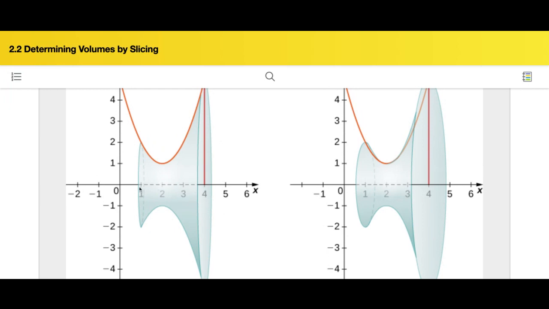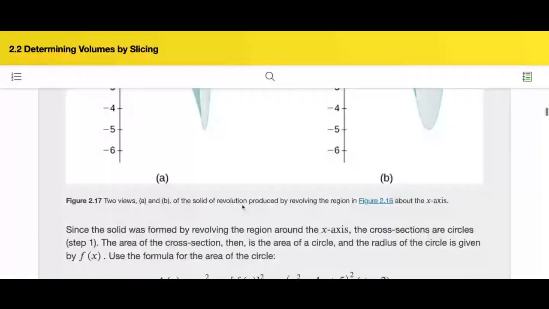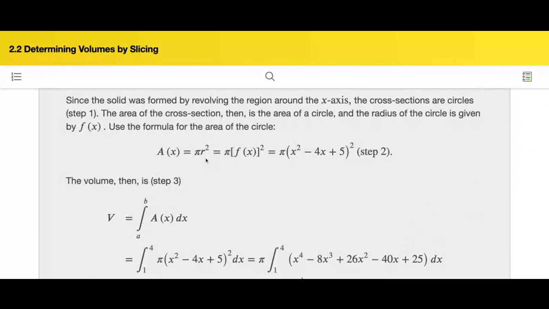So we're cutting from 1 to 4 into infinitely many pieces, right? At each section, at each x value, we can calculate the area of the circle, which is a section. Then we add up these infinitely many areas. So that's the idea. Okay, so what's the area of a circle? It's pi r squared, right? So the difficult part is just finding the radius, finding the r.